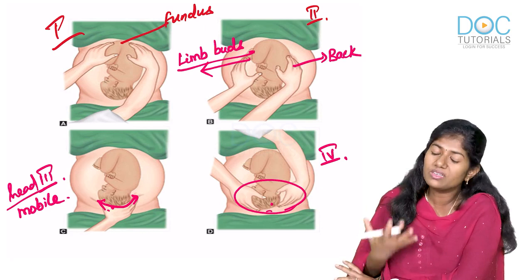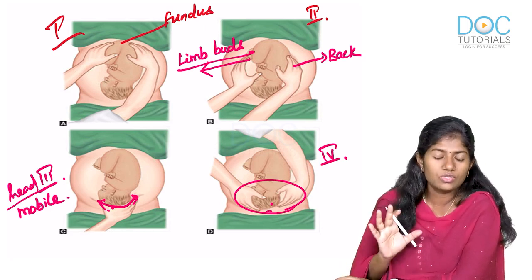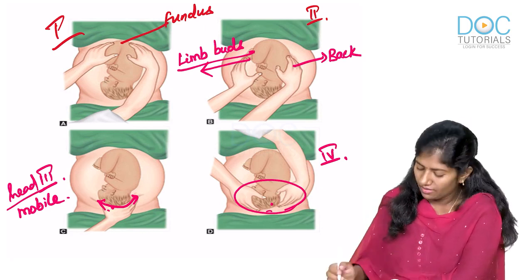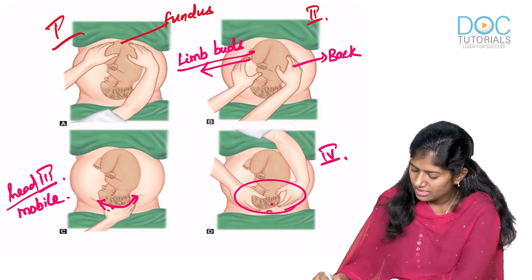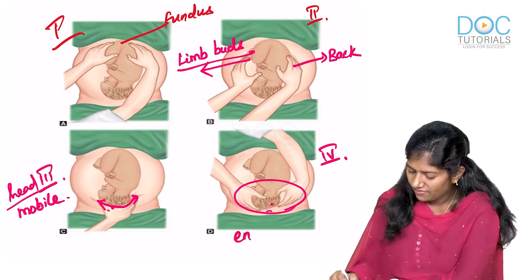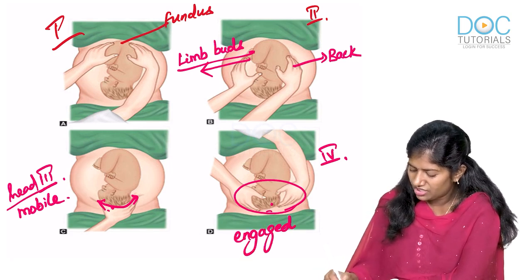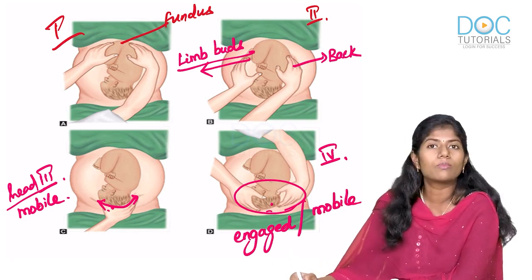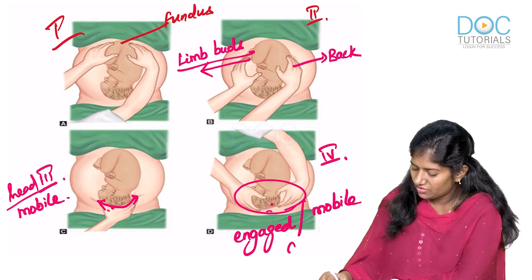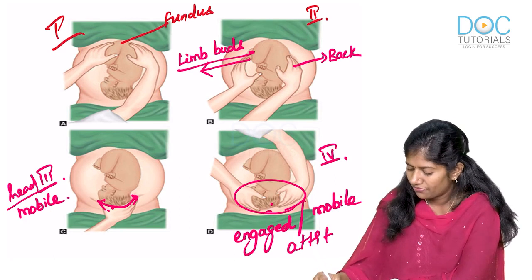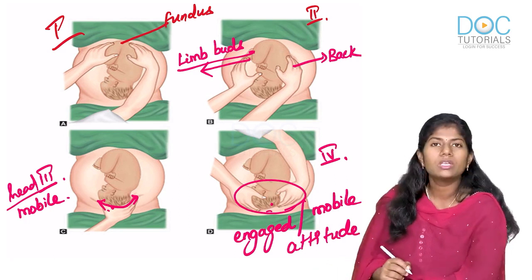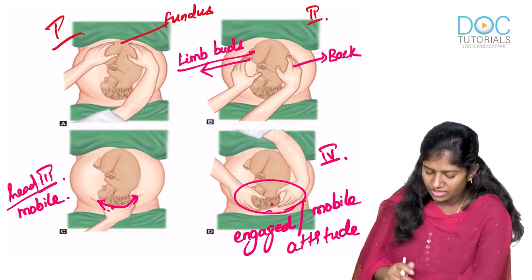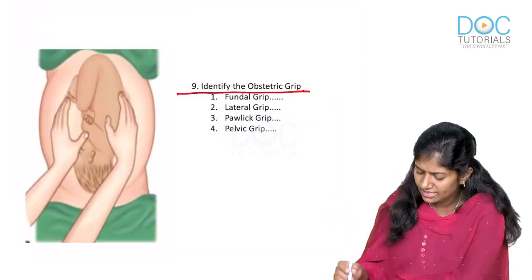First of all, to see whether it's cephalic presentation, to confirm that it is head, and then finally to see whether the head is engaged or mobile. Second point is to see the attitude. Okay. So in what way does it help in attitude? Okay. See, listen.